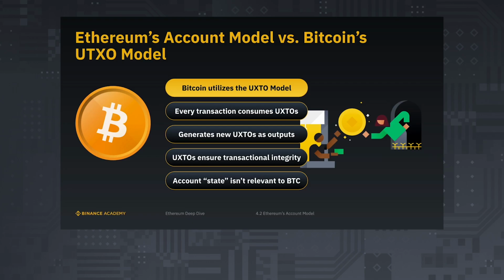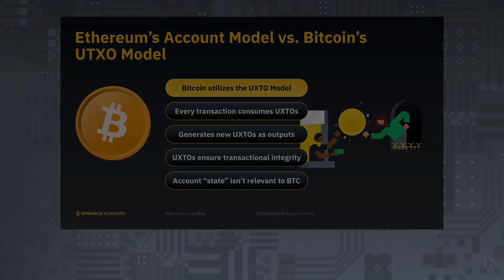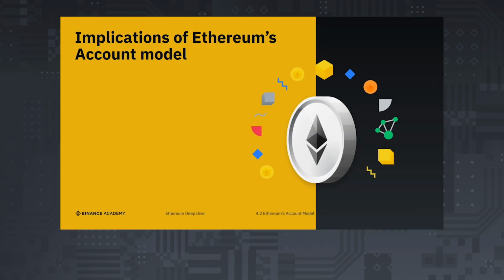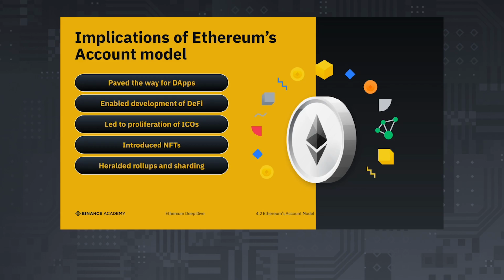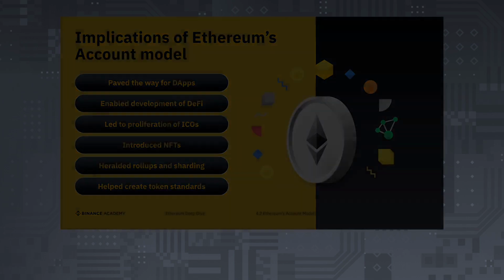Account state isn't a relevant concept in the Bitcoin network as transactions are independent and connected only through UTXOs. The Ethereum account model has had profound implications for the cryptocurrency industry. It paved the way for dApps, enabled the development of DeFi protocols, led to the proliferation of initial coin offerings, introduced NFTs, heralded scalability innovations like rollups and sharding, helped create various token standards, and reshaped the entire blockchain landscape.